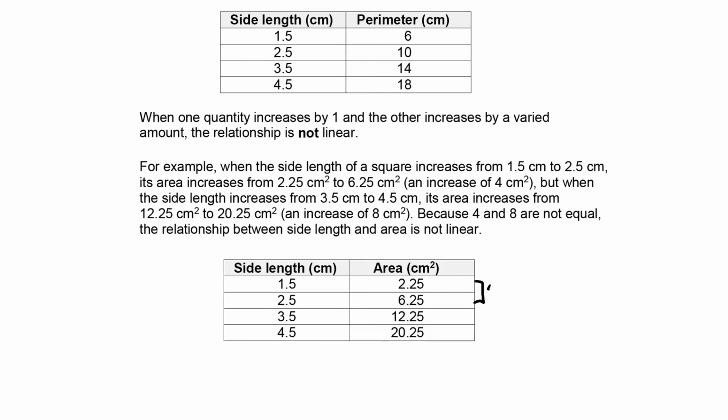So you can see that when we start to look at the differences between each of the values in the table, here we had an increase of 4, but next we had an increase of 6, and next we had an increase of 8. So rather than having a constant change here, as we did up here where it was always 4, this is what tells us that we've got a non-linear relationship.